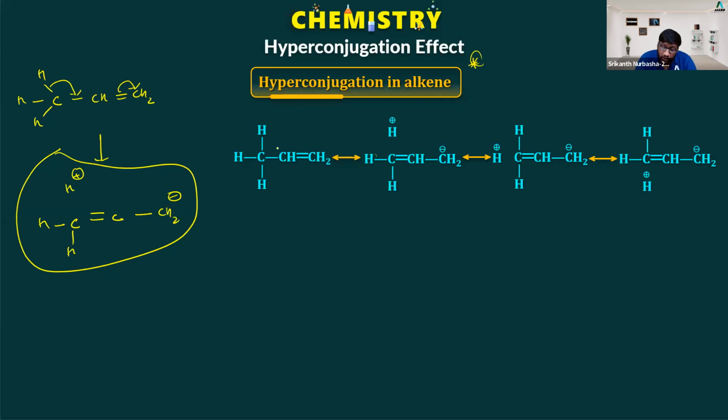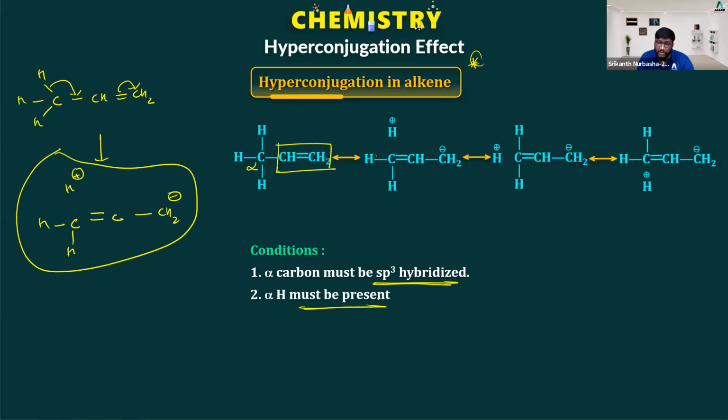3 alpha hydrogens. So this is your carbon-carbon double bond system now. This is the alpha carbon. For the free radical, the carbon directly attached to the free radical carbon is the alpha carbon. To the positively charged carbon, the carbon directly attached is your alpha carbon. To the carbon-carbon double bond system, the carbon directly attached is nothing but your alpha carbon. This alpha carbon has 3 hydrogens. So more number of alpha hydrogens, more will be stability. Again, same conditions: the alpha carbon must be sp3 hybridized and alpha hydrogen must be present.